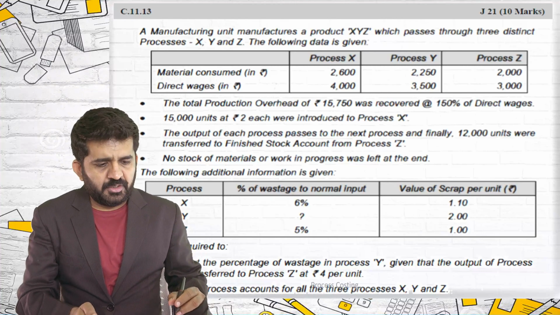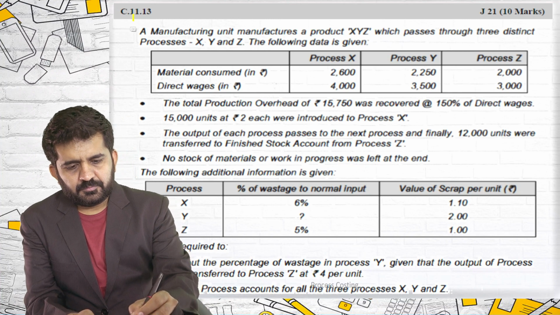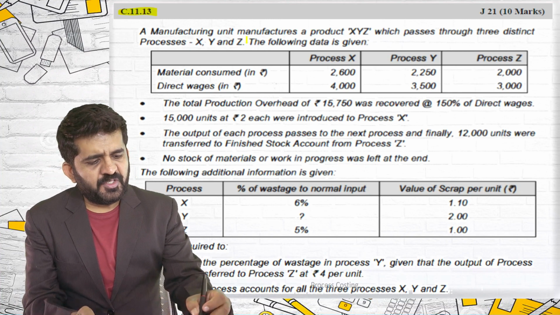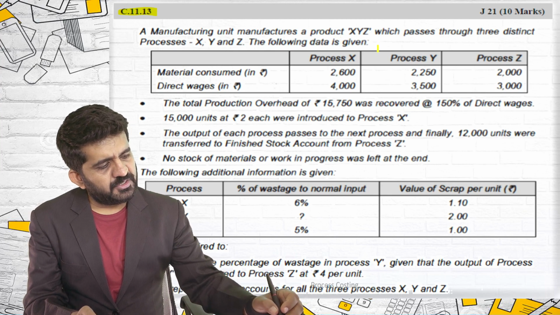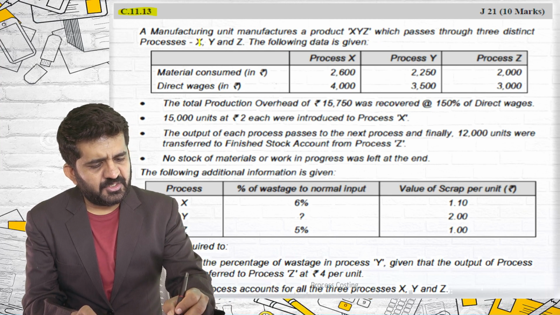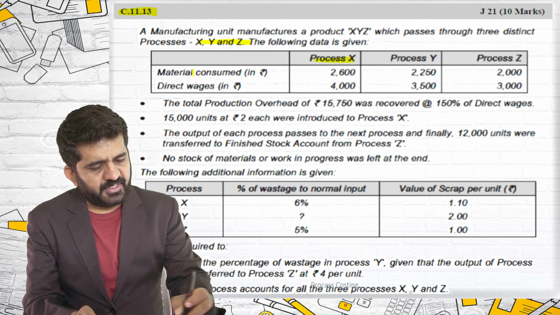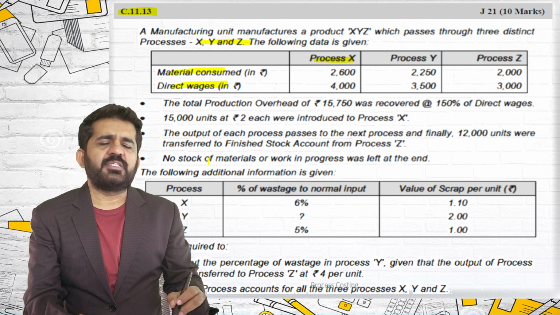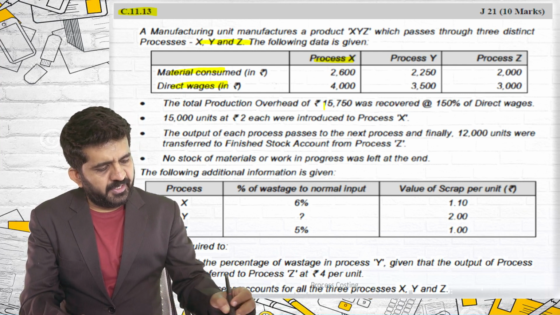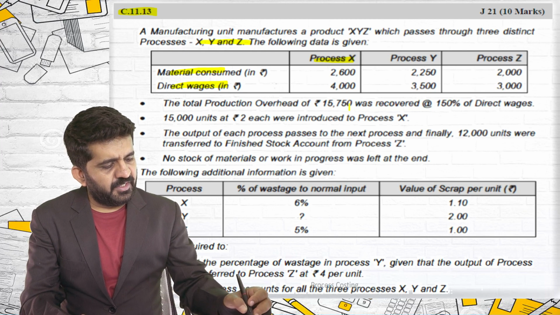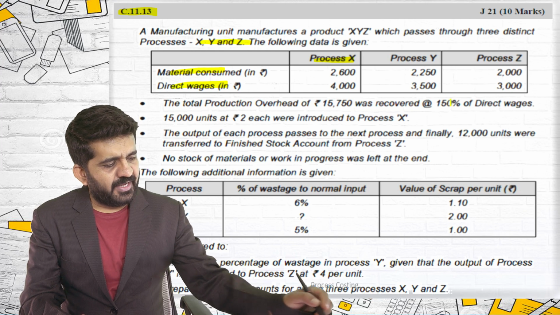Let us solve this question 11.13. A manufacturing unit manufactures a product XYZ which passes through three distinct processes X, Y, and Z. The following data is given. So data of process X as far as material consumed, direct wages, and process Y and process Z is also given. The total production overhead of 15,750 was recovered at 150% of direct wages.